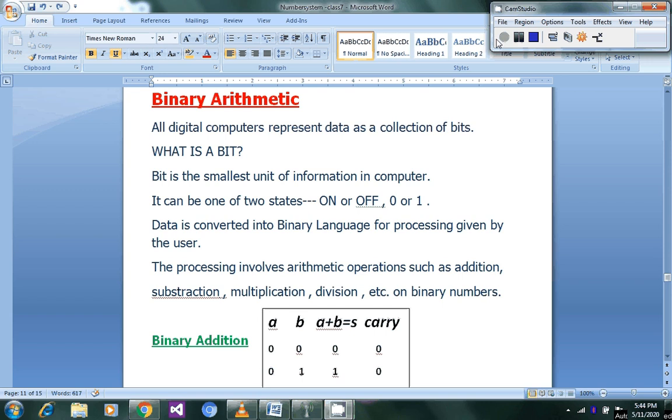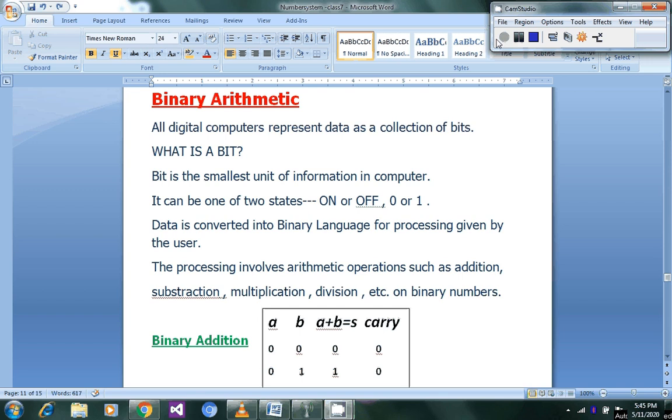Data is converted into the binary language for processing. It means that when the instructions or data are provided to the computer by the user, the computer converts them into the binary language. That is, it uses them in the form of 0 and 1.